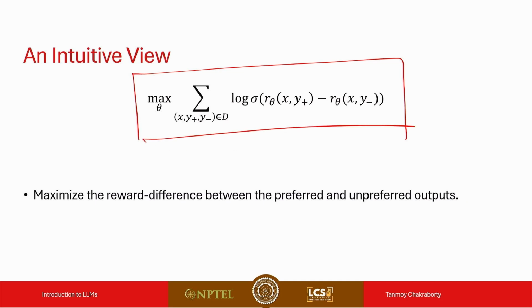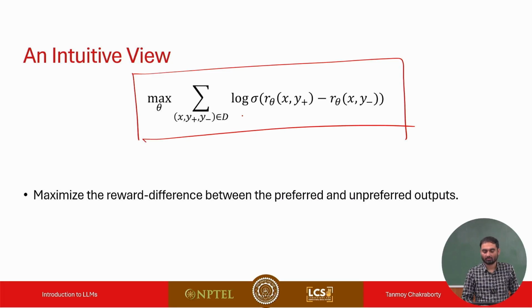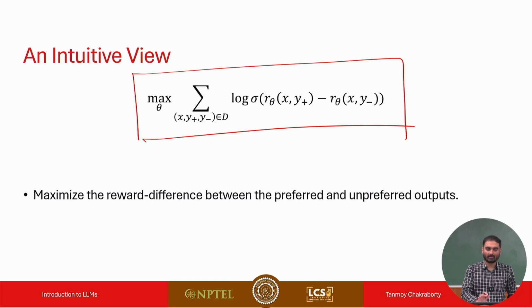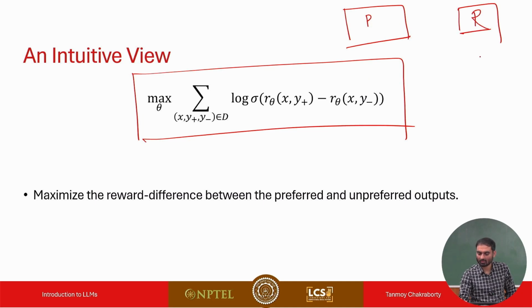Given my training data x, y plus, y minus, I want to maximize the log sigmoid of the reward difference between the preferred and the unpreferred outputs. All right, so now we understood the reward model. So we have the policy model, right? This is the policy model. This is the reward model. We know how to train the reward model, and remember the way we trained: for training this, we need this pair x, y plus, y minus, right?